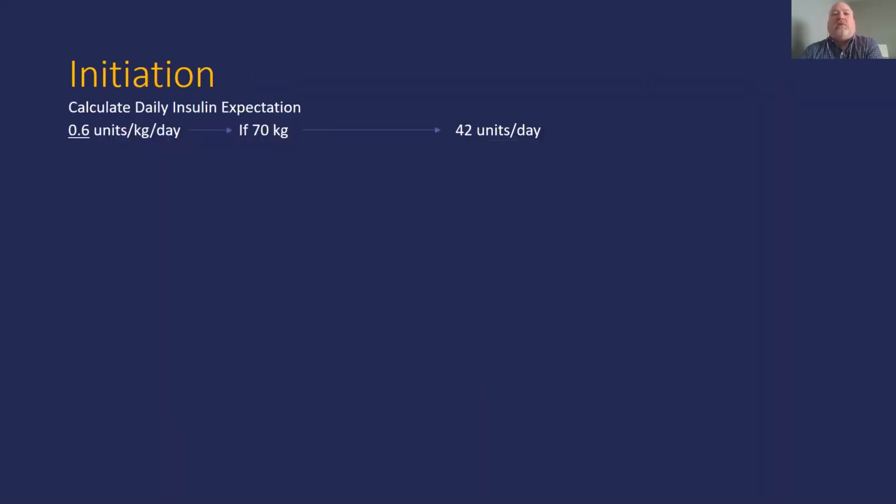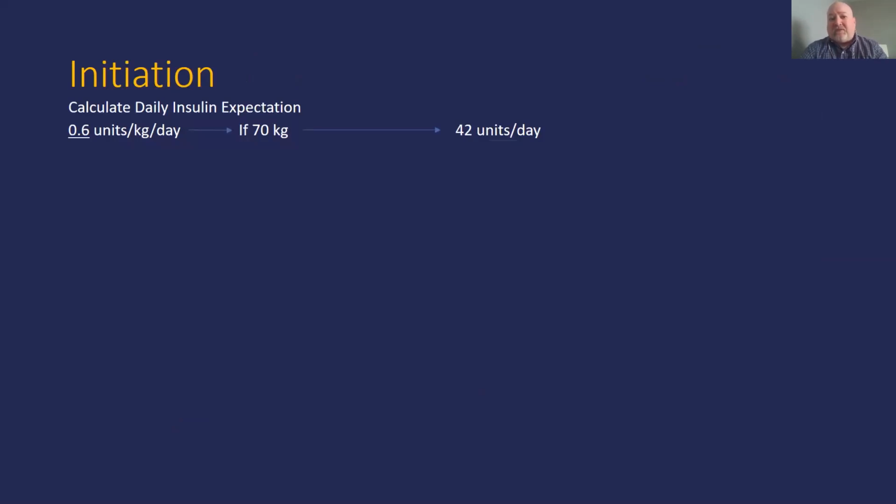So if you're just starting someone out on a full insulin regimen, which honestly I feel like we don't do very much of anymore unless they're a type 1, the first thing you do is calculate their daily insulin requirements. And this is not going to be correct. It's an estimate. It's a good place to get us started. And so a common way to do this would be 0.6 units per kilo per day. It's weight-based.